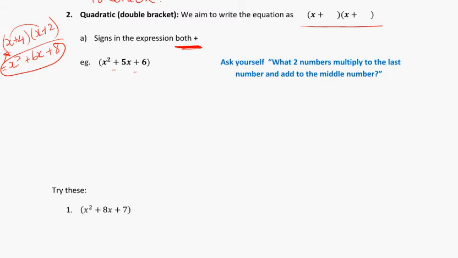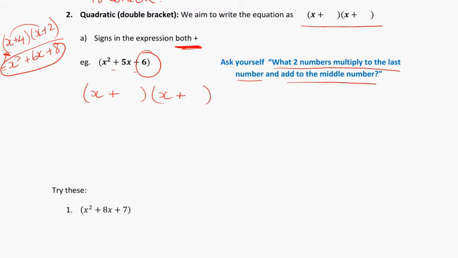So what you can do is set up your brackets first. It has to be an x at the front of that bracket and an x at the front of that bracket, because x times x is x squared. Now there's two signs of plus, so I can put a plus sign in the middle. So you've almost got it done. All you have to work out is what numbers to put in with the end of the brackets. So to do that, you look at that last digit and you ask yourself, what two numbers multiply to the last number and add to the middle number?